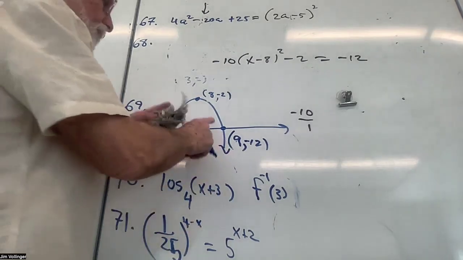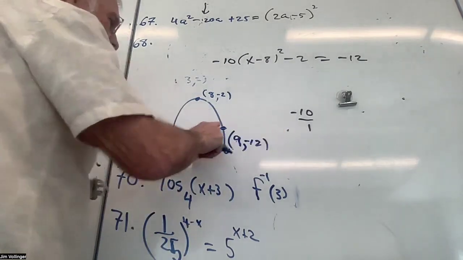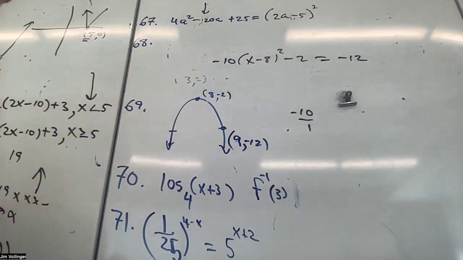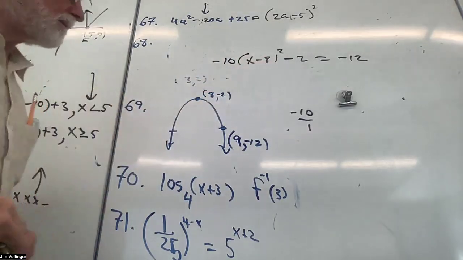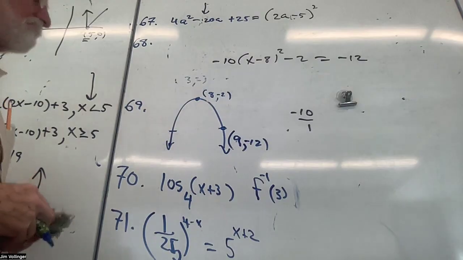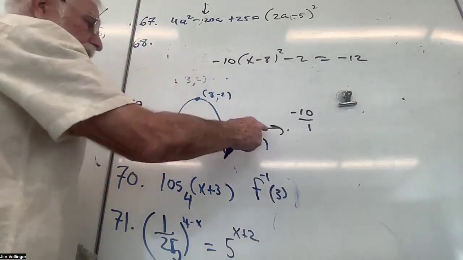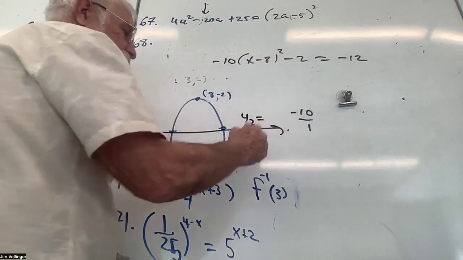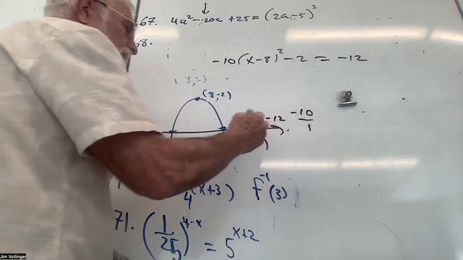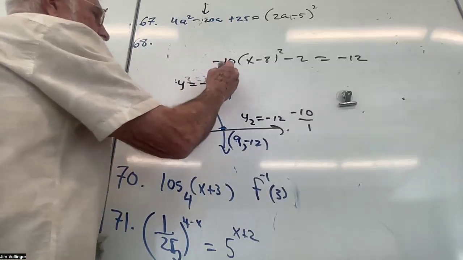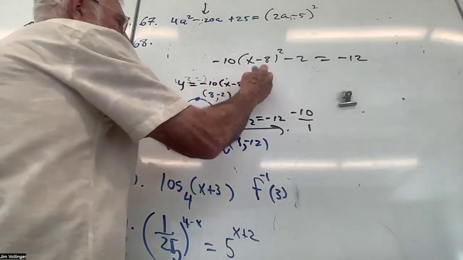Yeah, I'm just seeing a parabola. So if I erase that, I've asked you to write these. So you should be able to do that, I think. And I think we should know that a straight line is a graph, and this is -12, and this is y equals -10, x minus 8 squared minus 2.